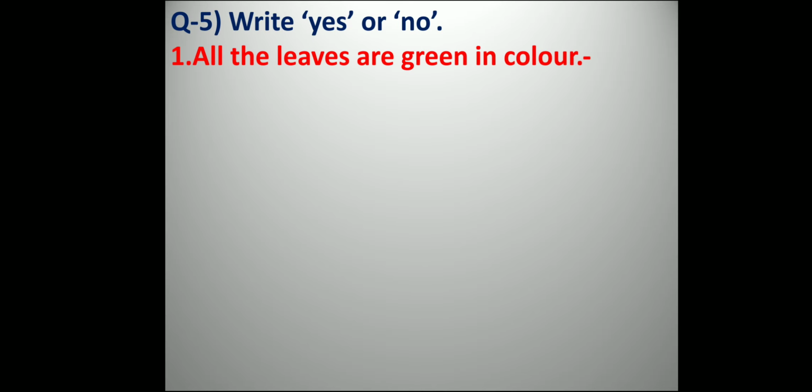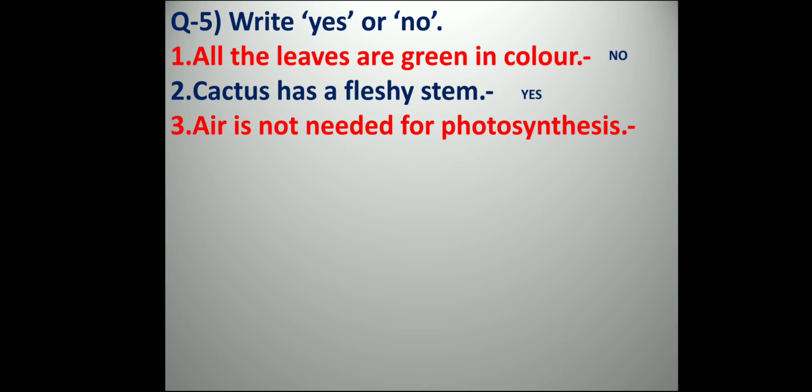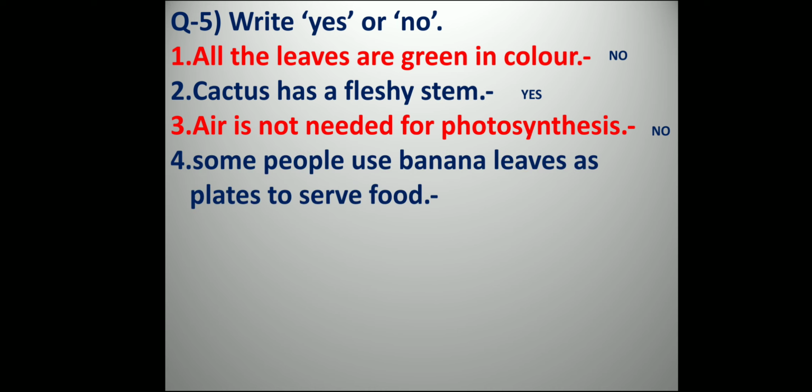Now question number 5. Write yes or no. First one is, all the leaves are green in color. So answer is no. Second one is, the cactus has a fleshy stem. Answer is yes. Third one is, air is not needed for photosynthesis. So answer is no. Fourth one is, some people use banana leaves as a plate to serve food. So the answer is yes.